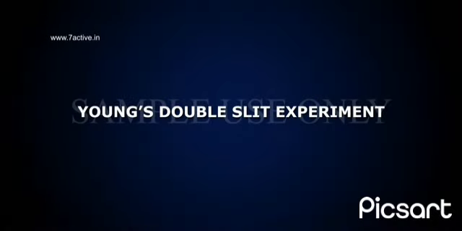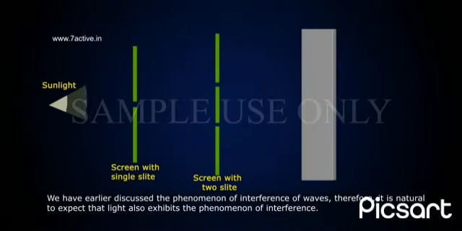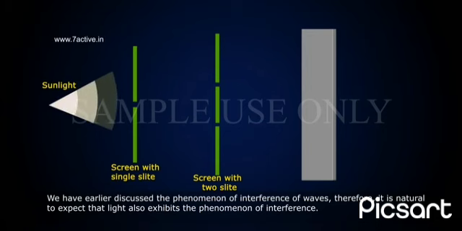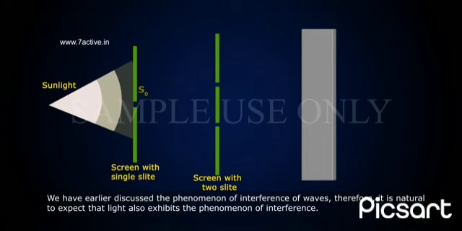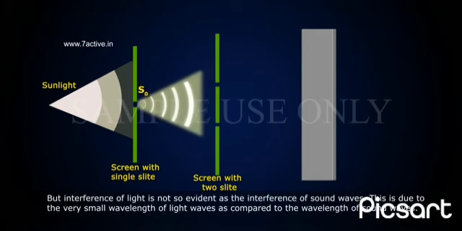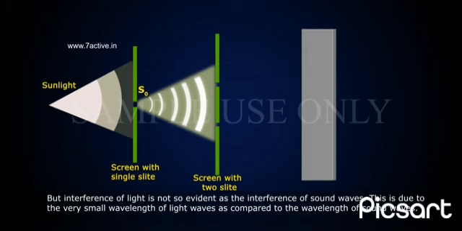Young's double slit experiment. We have earlier discussed the phenomenon of interference of waves. Therefore, it is natural to expect that light also exhibits the phenomenon of interference. But interference of light is not so evident as the interference of sound waves. This is due to the very small wavelength of light waves as compared to the wavelength of sound waves.